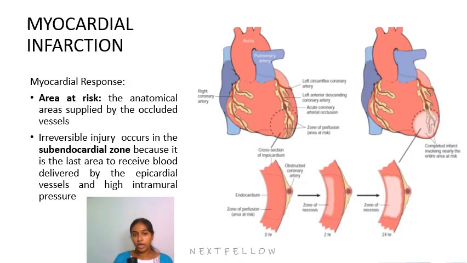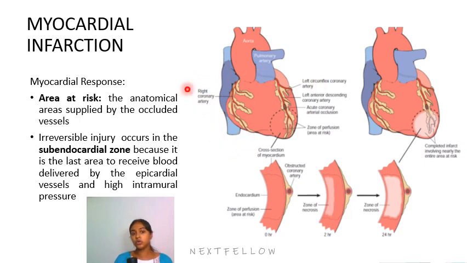So coming to myocardial infarction, it is nothing but an ischemic heart disease which may occur due to the imbalance between the demand as well as supply of the heart. You know the heart is supplied by the three main vessels: one is the right coronary artery, the left anterior descending artery and the left circumflex artery.